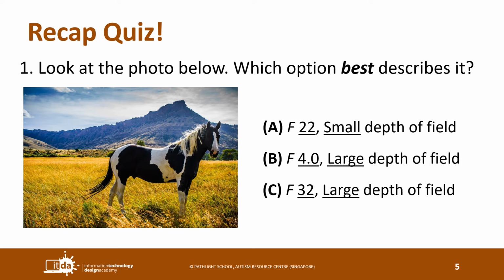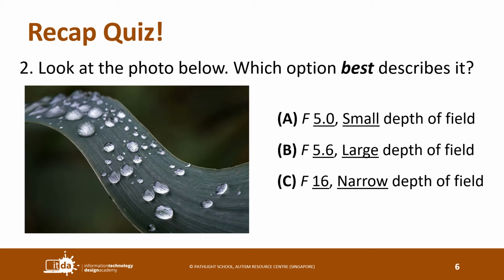Okay, once ready, let's take a look at the answer. The answer is actually C. In this photo, you see that everything is clear. There's a very big focus area. So this tells you that the depth of field, the focus area is very big. Okay, so at the same time, big depth of field means big F number. The F number set is very big. The focus point is very big. All right, so this is quite easy. Let's try the next one.